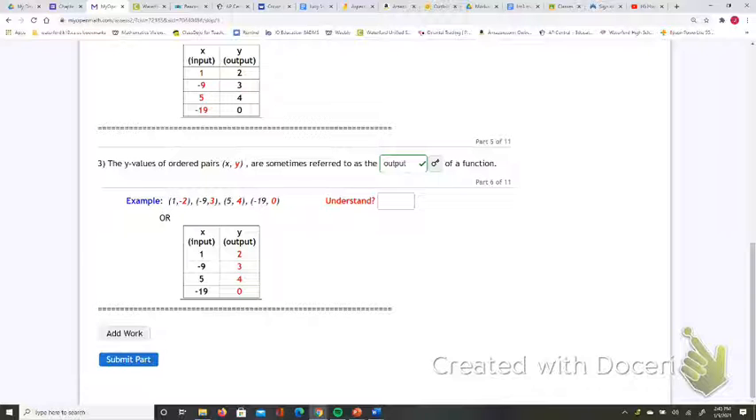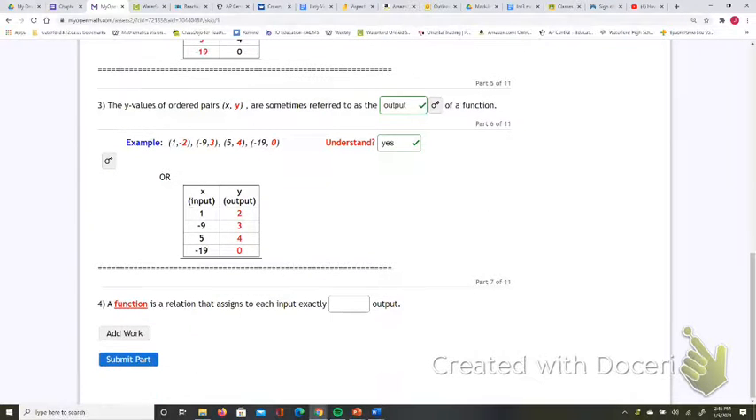If you look, notice that in my ordered pairs this time, it's the second numbers that are in red. That's the y values. And then in the table, see how the y values are in red. The y values are the output. Do we understand? Yes. Submit. A function is a relation that assigns to each input exactly 1 output. Type the word 1 and submit.